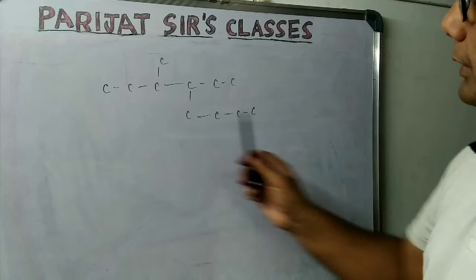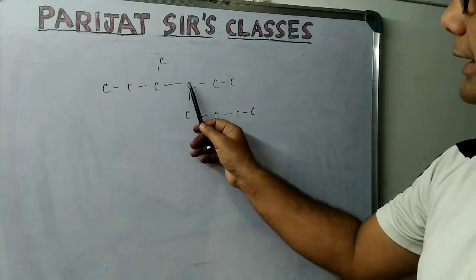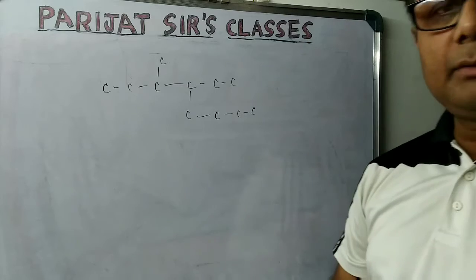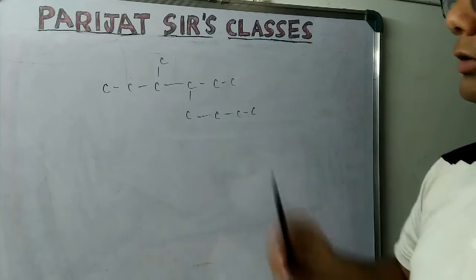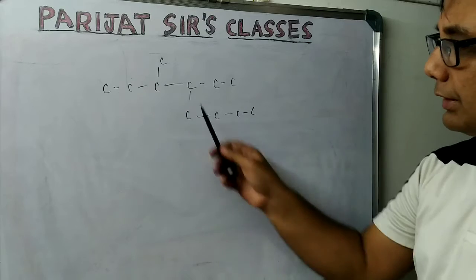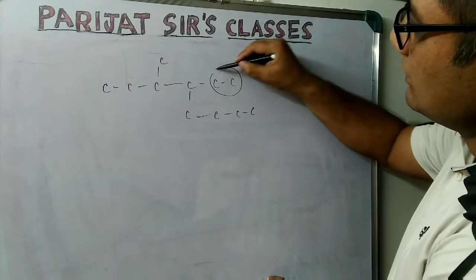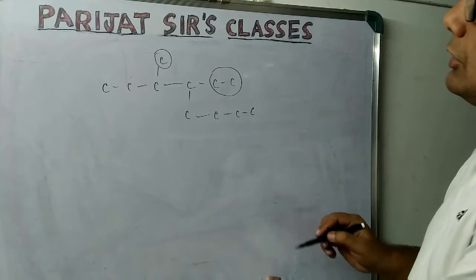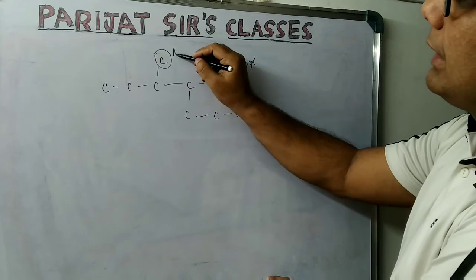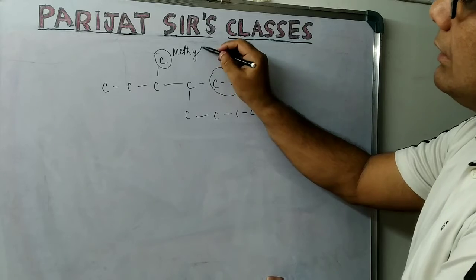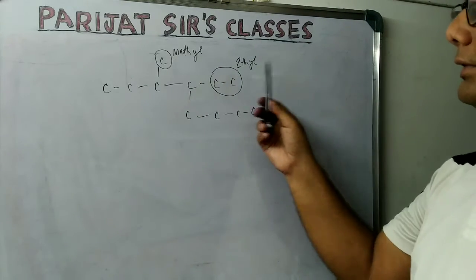So the longest chain possible, this is the longest chain possible because 4, 5, 6, 7, 8 carbon atoms, and this is 3 and 3, 6. So this is definitely not the longest chain. So this is the longest chain. And what is attached? Here are 2 carbon atoms attached, and here is a single carbon atom attached. 2 carbon atoms, I told you, will be ethyl. 1 carbon atom is always methyl. So with the longest chain chosen, there is methyl, there is ethyl.